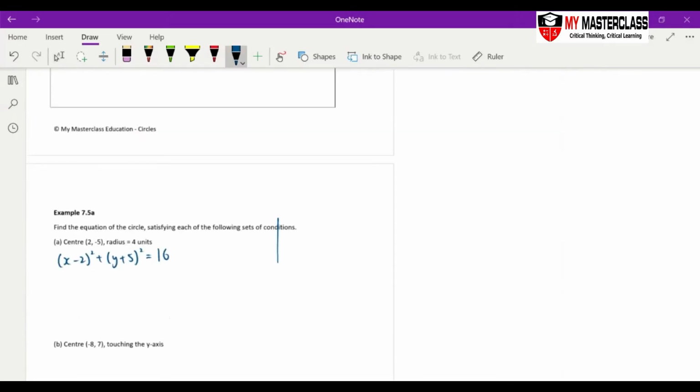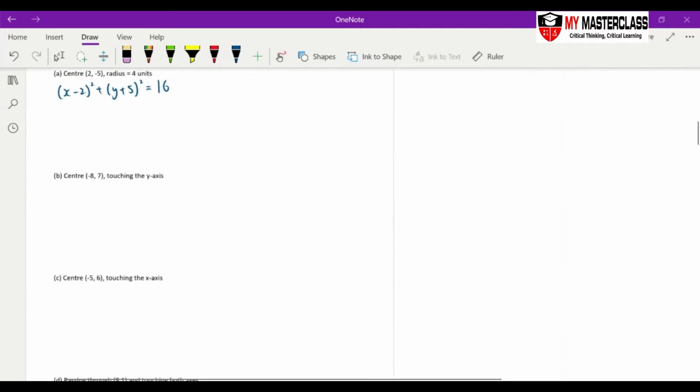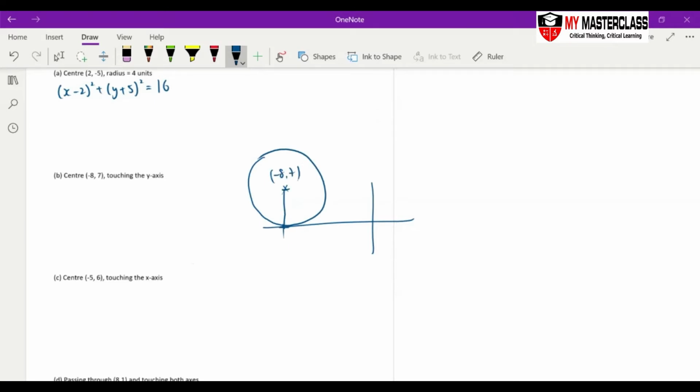For B and C, you need to know what is the radius. So let's just draw a rough sketch. (-8, 7). -8 is at the negative axis. So (-8, 7), it will be here. And the circle touches the y-axis. What is the radius of the circle? Sorry, I drew wrongly. It touched the y-axis, not the x-axis.